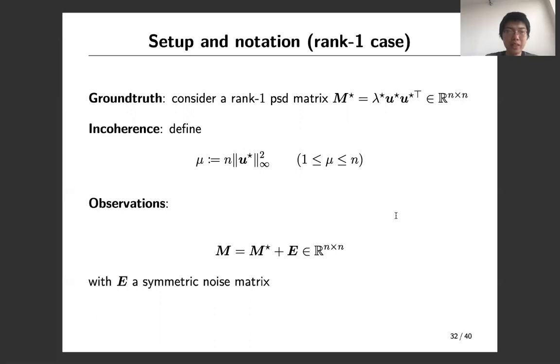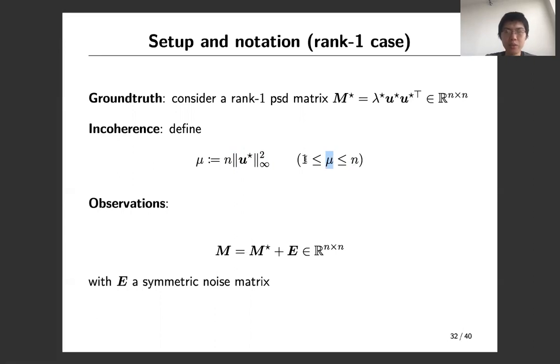What we have is a ground truth matrix M star. We assume it's rank 1 and positive semi-definite. Okay, so its eigendecomposition is given by lambda star times u star u star transpose. We introduce a new notion called incoherence, mu. Here, mu is defined to be n times the square of the largest entry in u star. Okay. As you can see, mu is sandwiched between 1 and n.